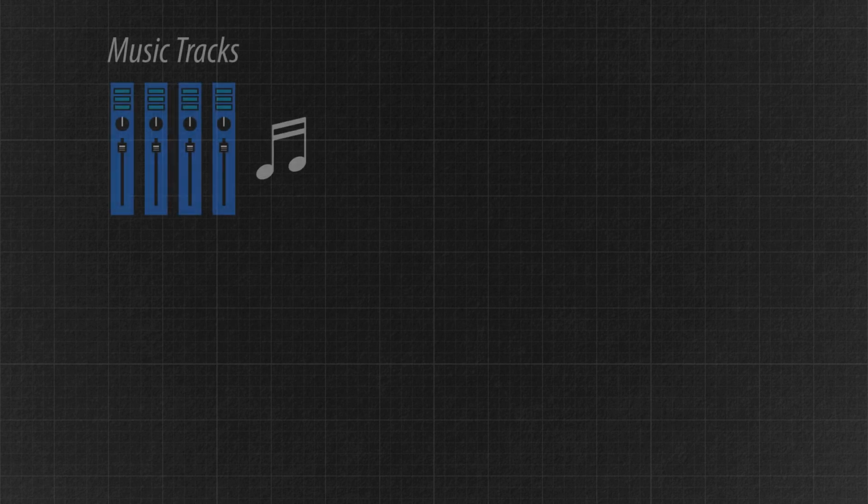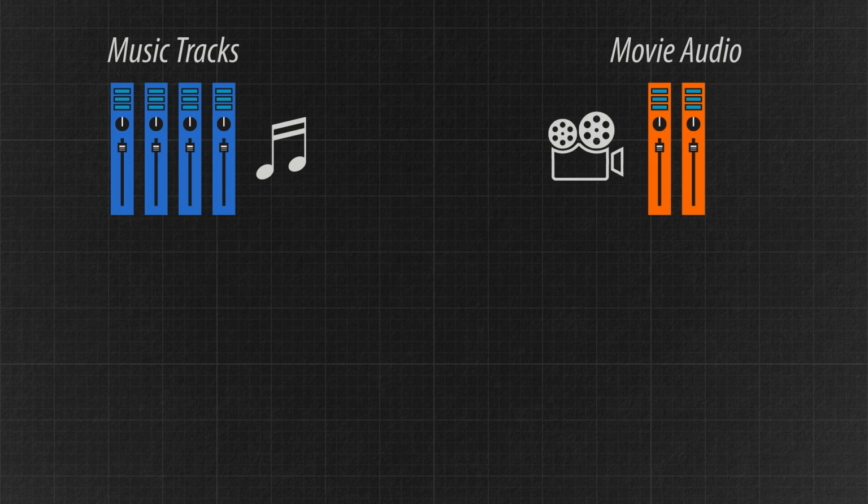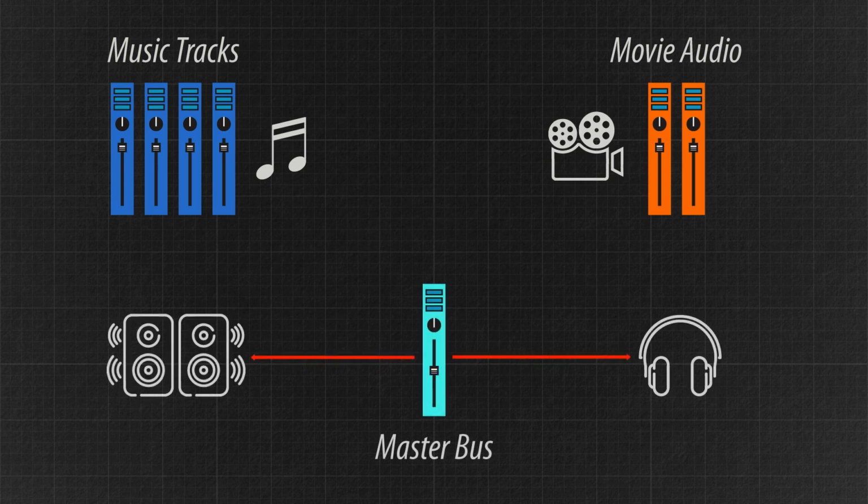When you're scoring music to picture within your digital audio workstation, you're typically working with some combination of music tracks, which include software instruments, audio tracks with recorded instruments, and effects tracks such as reverb and delay, and movie audio tracks, which include tracks for dialogue and sound effects. The audio for all these tracks works its way through the internal routing of your DAW until it arrives at its final destination, your master bus. The audio then leaves your DAW, feeding your speakers or headphones.